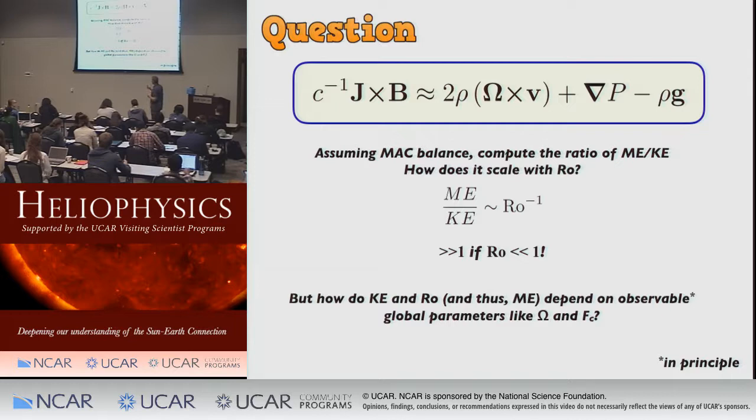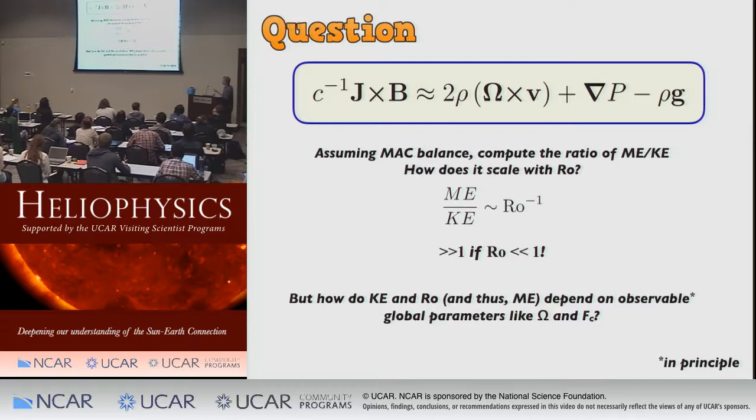That is contingent on MAC balance, which there's some debate on whether that's really satisfied. Remember the terms that we've left out here: there's a V dot grad V term, nonlinear advection of momentum, that could be important. And there's a viscous diffusion term, which is probably not important in planets, but in simulations it might be. There's some evidence that it contributes, because the Coriolis force is perpendicular to omega, so it doesn't contribute to the force balance parallel to omega. In that direction, you might have the viscous diffusion coming in and contributing to the force balance, which is not ideal. But that gives us a scaling.